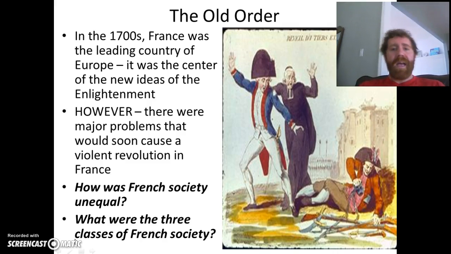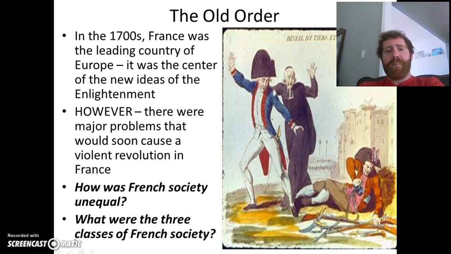All right, so looking at the old order, looking at French society, how it was made up in the years leading up to the French Revolution. In the early 1700s, France was the leading country of Europe. It was the center of the new ideas of the Enlightenment. If you remember, Voltaire was French, Rousseau was French, Montesquieu was French. The spread of Enlightenment ideas happened in French salons. So everyone really looked towards the French for the model of these new ideas of liberty, equality, and justice.